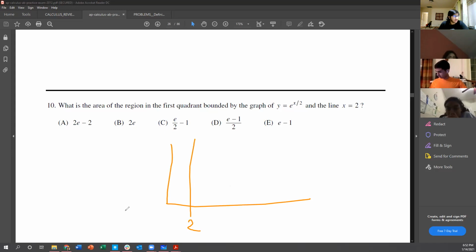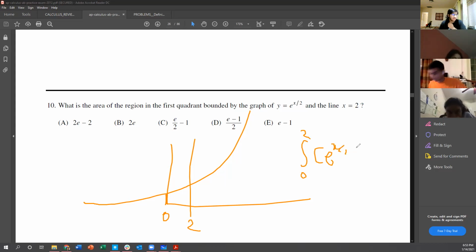What does that look like? I guess something like this. Would it look a little bit flatter than e to the power of x? Something like that, yeah. So really, we're looking at the integral from 0 to 2 of this function, I guess. Right? Because we're in the first quadrant. Okay, I think that's what they want us to do.